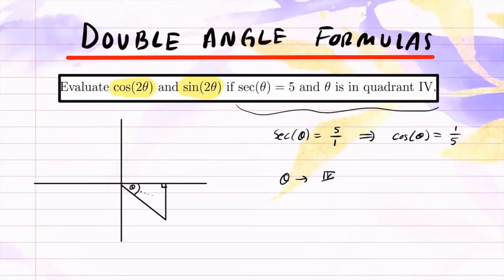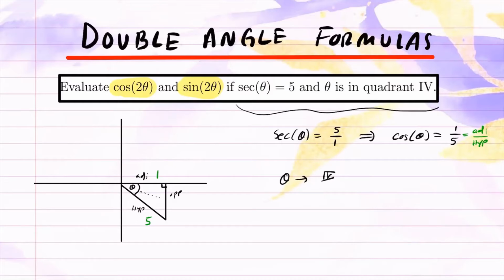So across from theta is your opposite length. That means this is adjacent and this is hypotenuse. Cosine, by definition, is adjacent over hypotenuse. That means this is 1 and this is 5. So now let's go ahead and find the missing length.